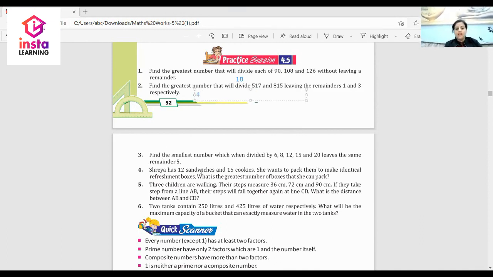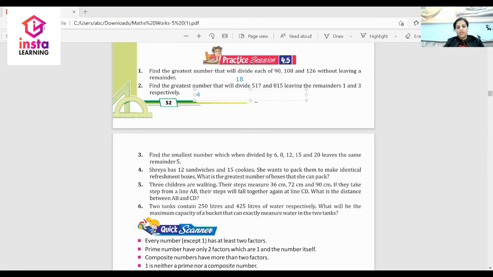Okay. Now find the smallest number. Smallest number means LCM. Whenever it is asked smallest, you have to take out the LCM. When it is asked about greatest, greatest means HCF. So 6, 8, 12, 15 and 20 leave the same remainder 5. So we have to make the LCM list and prime factorization of that, then we are able to do the LCM.